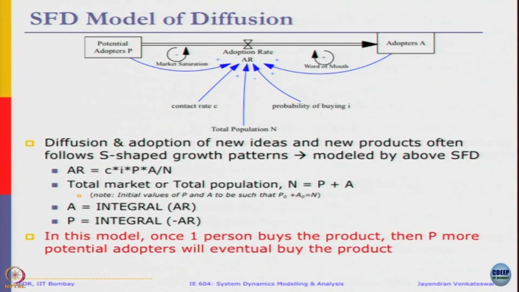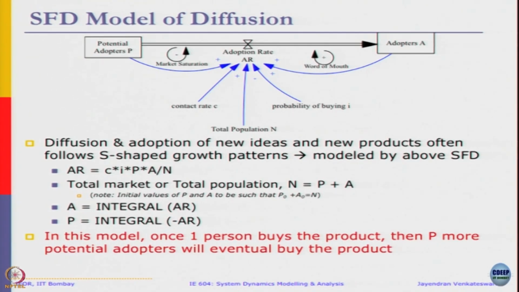An adoption rate, or the sales rate, will move people from potential adopters to adopters, driven by the factors of contact rate as well as probability of buying I. So, the equations are shown. You can see AR is C into I into P into A by N. The total population is conserved, N is equal to P plus A.